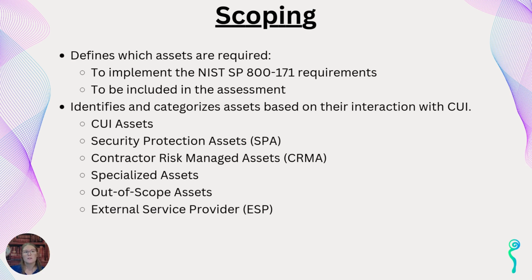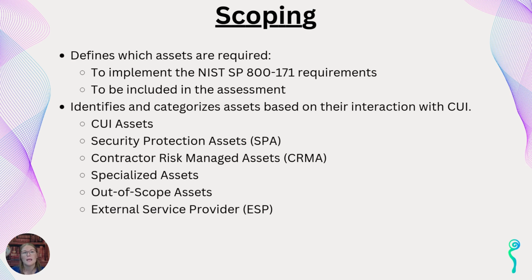So real quick, I'm going to go over the different asset types, the asset categories, and then we're going to focus mainly on out-of-scope assets and CRMAs. So CUI assets are assets that store, process, or transmit CUI information. Pretty simple. SPAs, or security protection assets, are assets that implement NIST SP 800-171 security requirements, security functionality and capability for your CUI assets or other assets in your CMMC assessment scope.